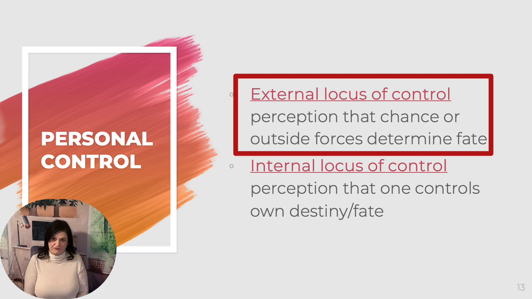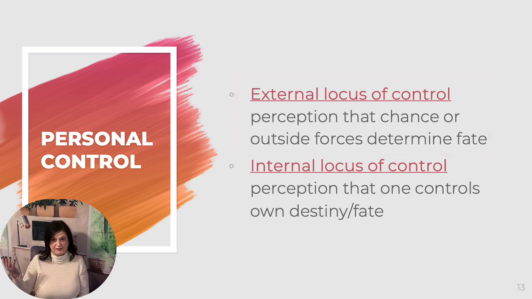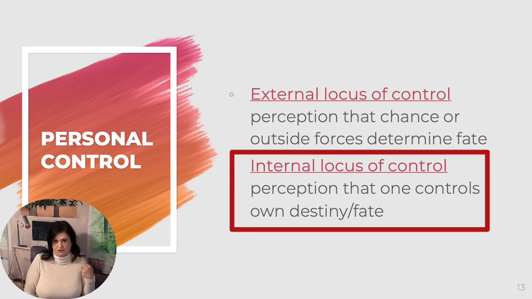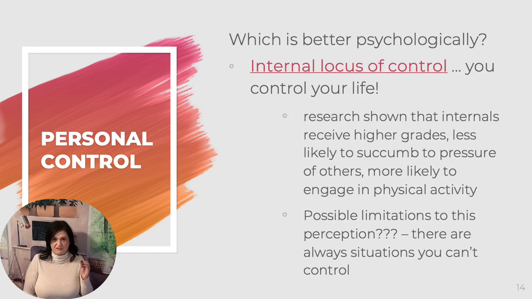Okay, so external locus of control is the perception that chance or fate or outside forces determine our future. Okay, that we are destined or fated to become whatever it is that we're going to become someday. Okay, that the things that happen to us, why did it happen to me, right? We say that things happen to us, whereas an internal locus of control is the perception that one controls their own destiny or fate. Okay, your choices, your free will, determine how your life plays out, the choices and decisions that you make. So this perception is we make things happen.